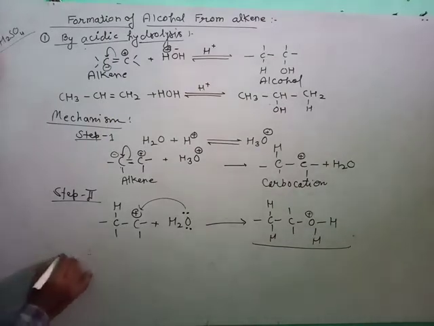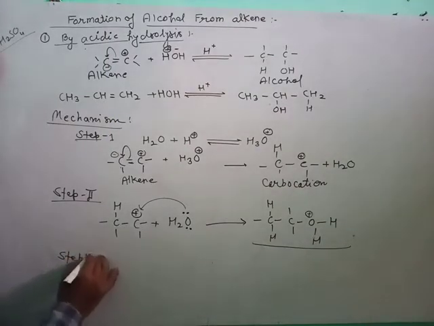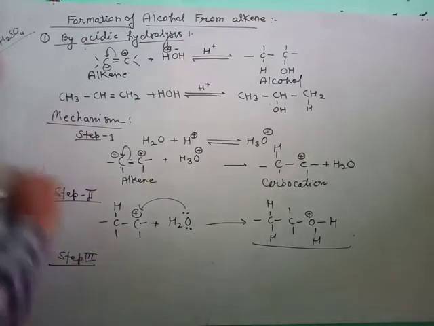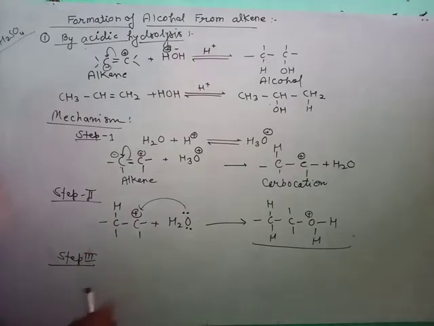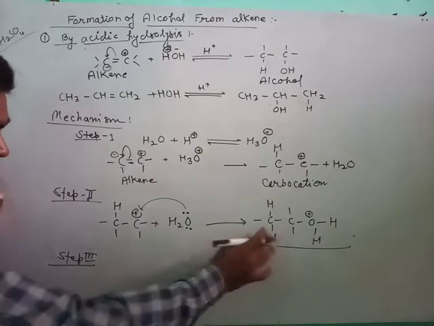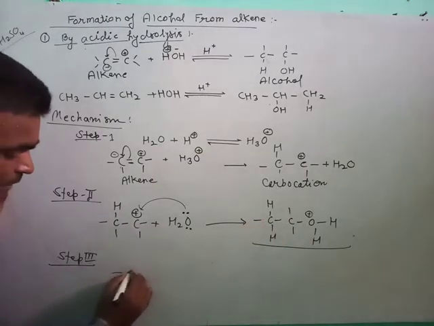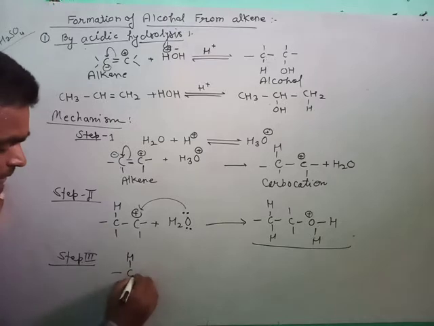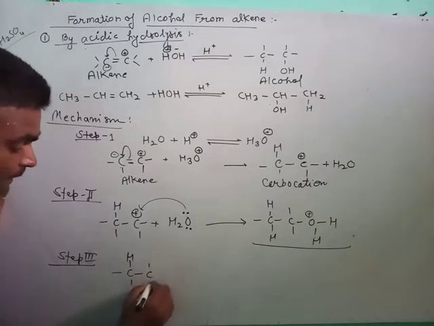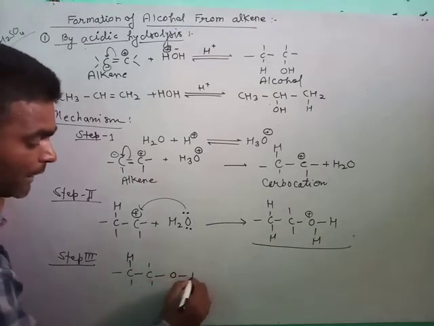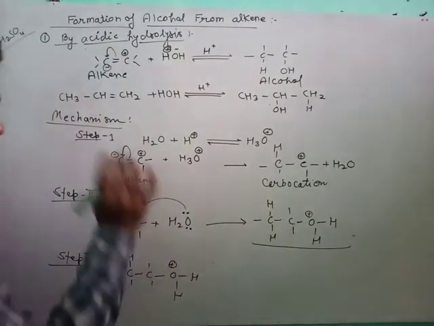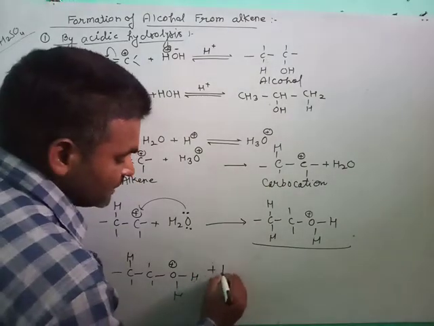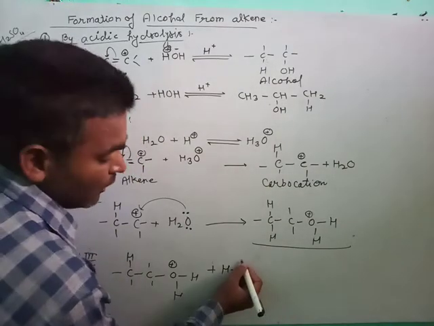And in the last step, the third step, another molecule of H2O comes. First we take the last product, C H H and plus, this is the last product, and the other molecule of H2O, which has an electron rich center, meaning lone pair electrons, it donates electrons.